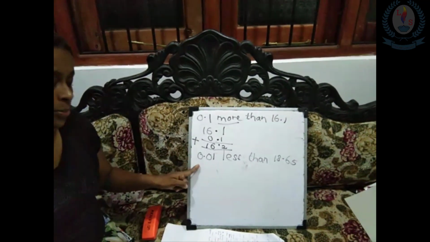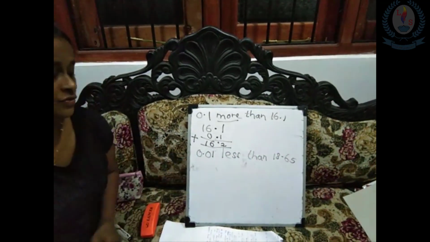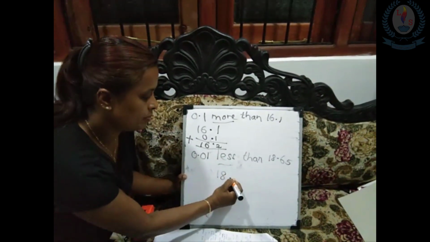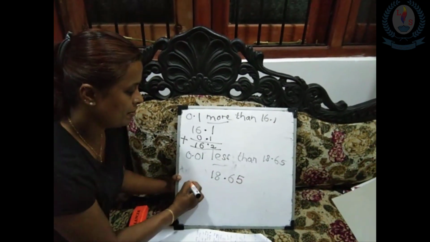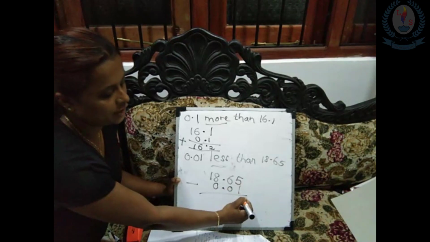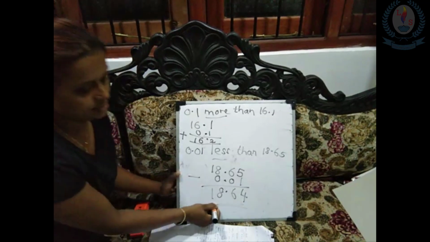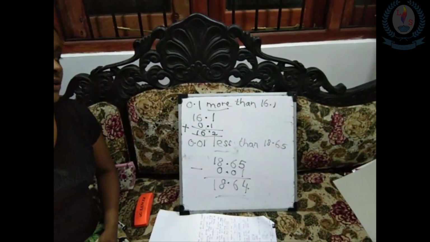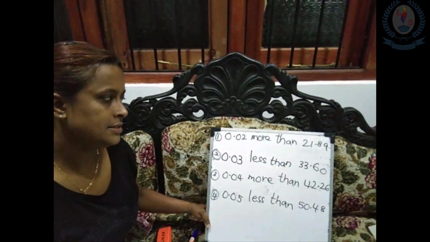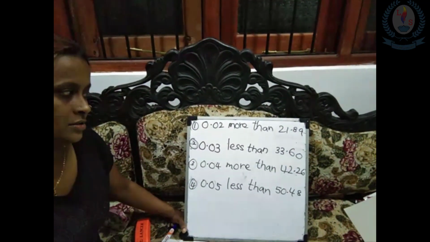What is the number 0.01 less than 18.65? Here we have to subtract. 18.65 minus 0.01. 5 minus 1, 4, 6, 8, 1. Okay, like this we can find the missing number. Now look at this. I think this is an activity. You can write this. Try to do this alone.